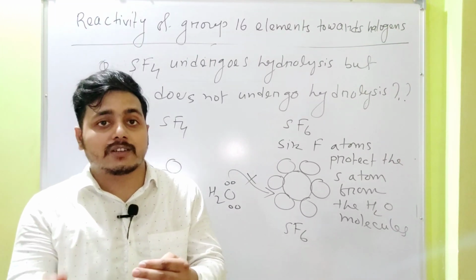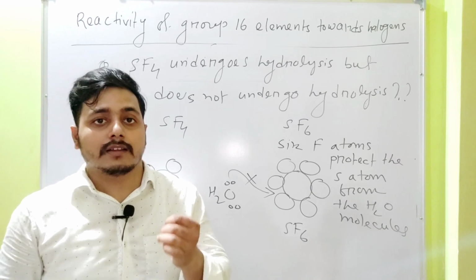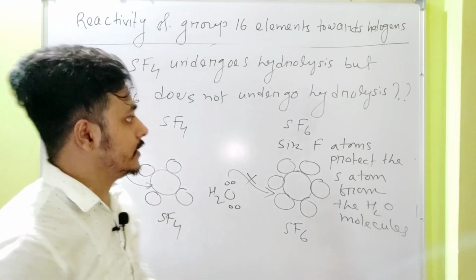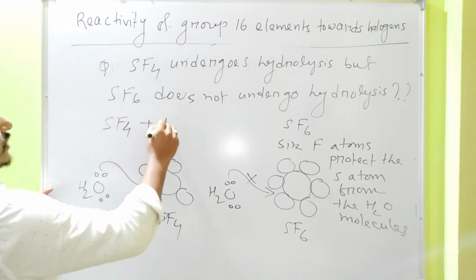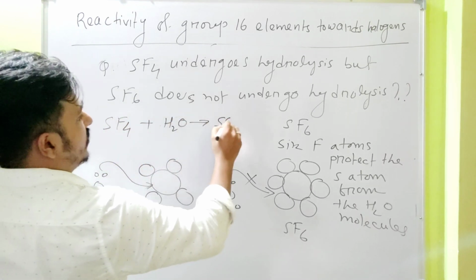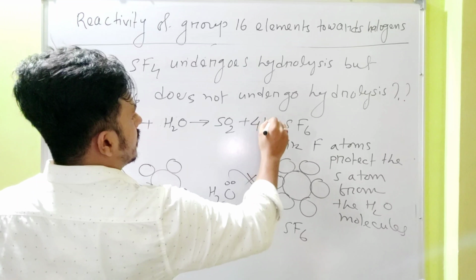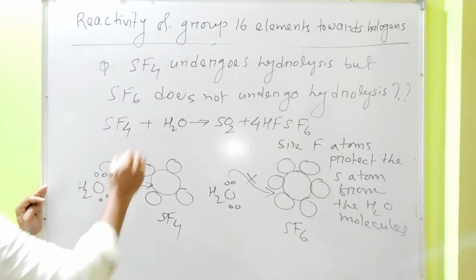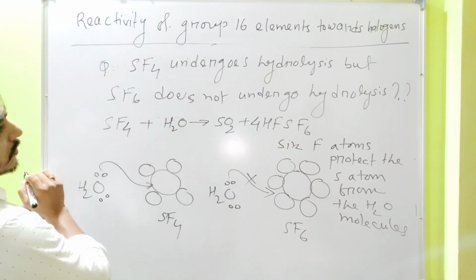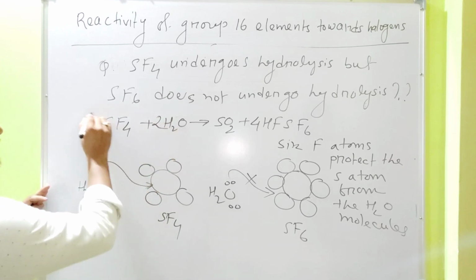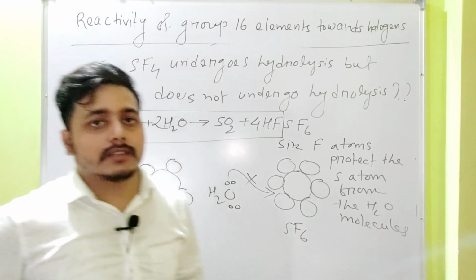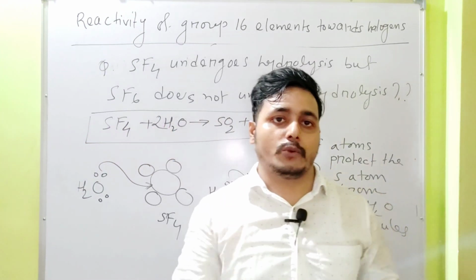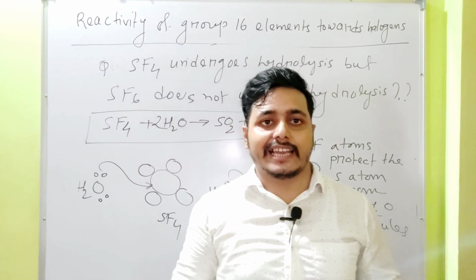So what is the hydrolysis product of sulfur tetrafluoride? SF4 on hydrolysis gives sulfur dioxide and 4 HF, with 2 water molecules. These are the hydrolysis products of sulfur tetrafluoride.